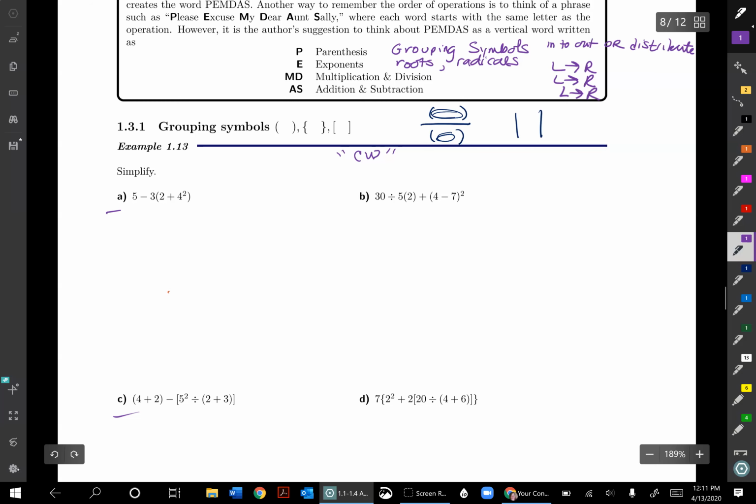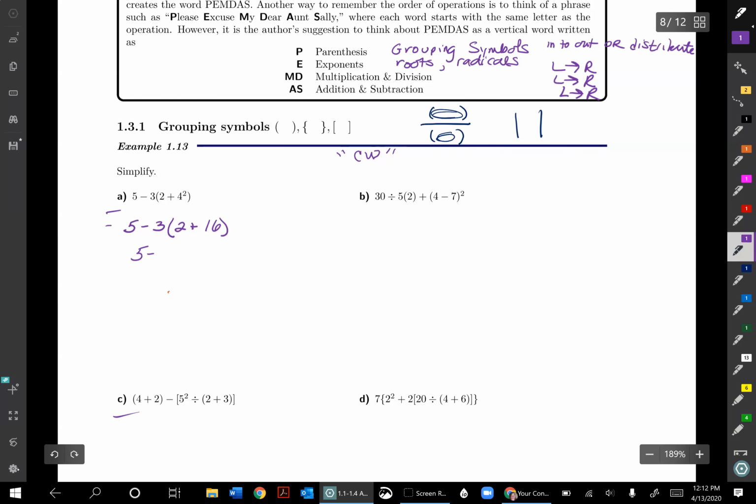So we have 5 minus 3 times quantity 2 plus 4 squared, end quantity. We would want to work inside the parentheses and follow order of operations within that. So 2 plus 4 squared, 4 squared would be 16. We're going to do that first. Then we have 2 plus 16 inside the parentheses.